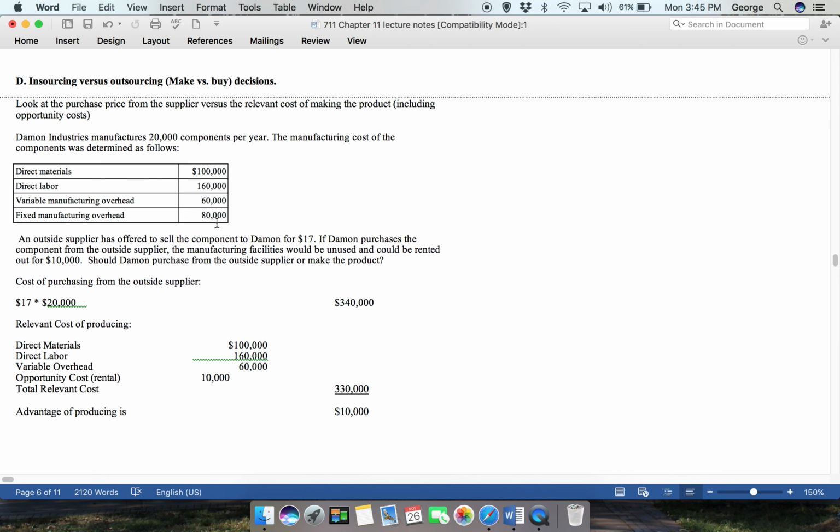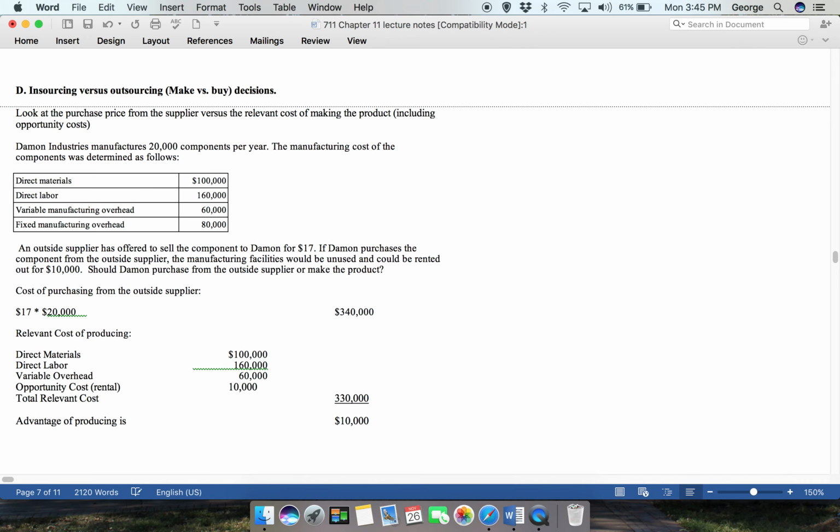All right. And then another cost that we have is this opportunity cost. Because if we buy it from the outside supplier, we can go ahead and rent out our plant for $10,000. So that would be taken into consideration, this opportunity cost of $10,000. All right, so cost of purchasing from the outside supplier, his price to us is $17, and 20,000 units are going to be manufactured. So we're going to buy 20,000 units from him at a cost of $17. So our cash outlay is $340,000.